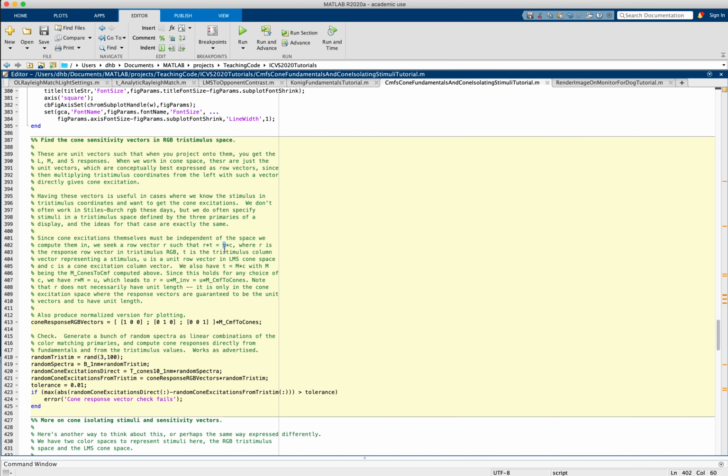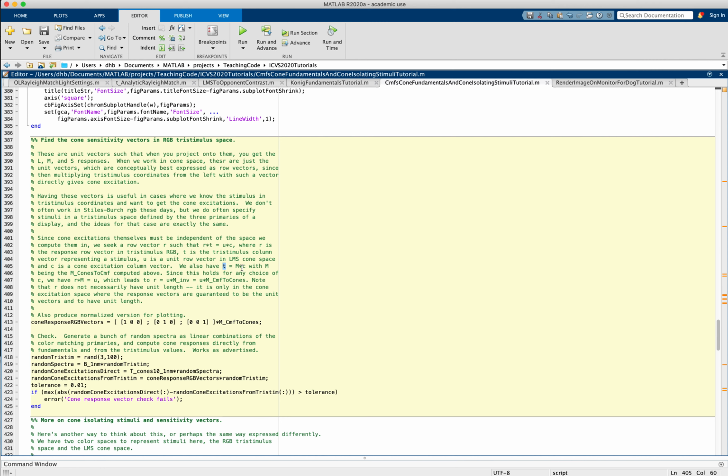T is the tristimulus column vector representing the stimulus, and U is a unit row vector, in this case 1, 0, 0, since we're talking about the L cones. And C is the cone excitation column vector. We also know that the tristimulus values are a matrix M times the cone coordinates, because we derived that above, M being the matrix M cones to CMF. If that's not clear to you, go back and watch the first 2 parts of this tutorial, or scroll upwards in the tutorial code where we went over that idea.